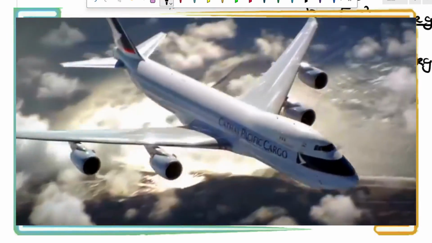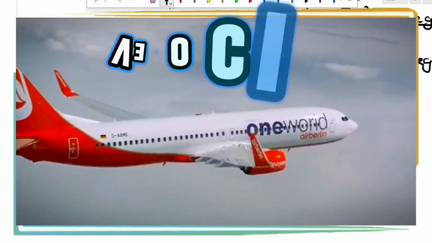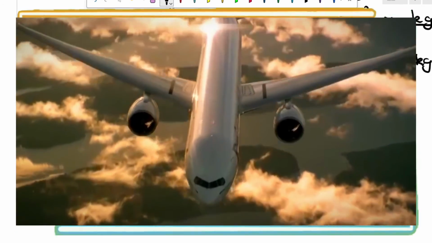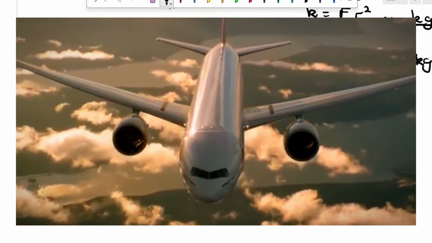So we have an aeroplane that's flying in the sky at a certain velocity, and it's moving through still air. So it's a nice calm day. The pilot has nothing to rush to, right? And they're just moving at a velocity x.